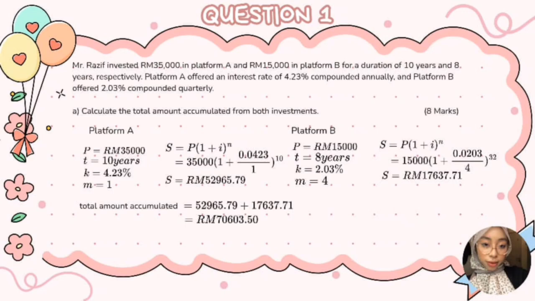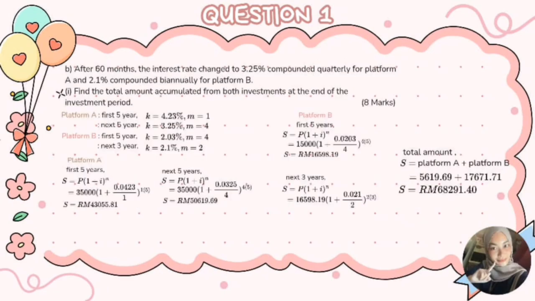To find the total amount accumulated, we must add Platform A and Platform B, which is RM52,965.79 plus RM17,637.71. So the total amount accumulated from both investments is RM70,603.50.